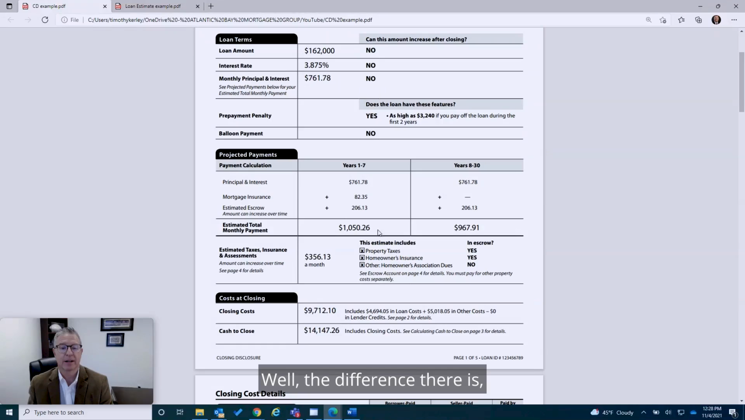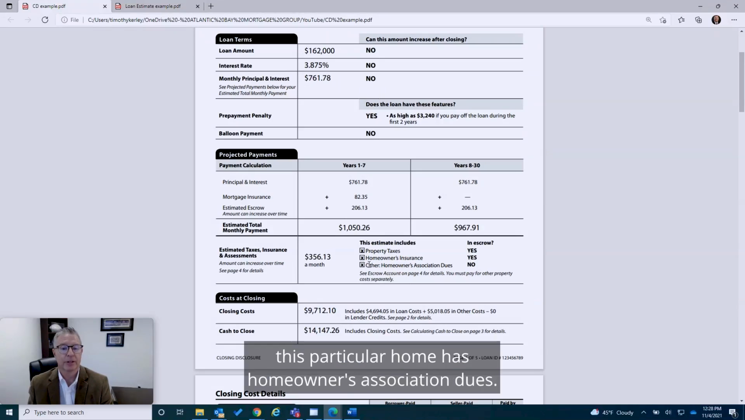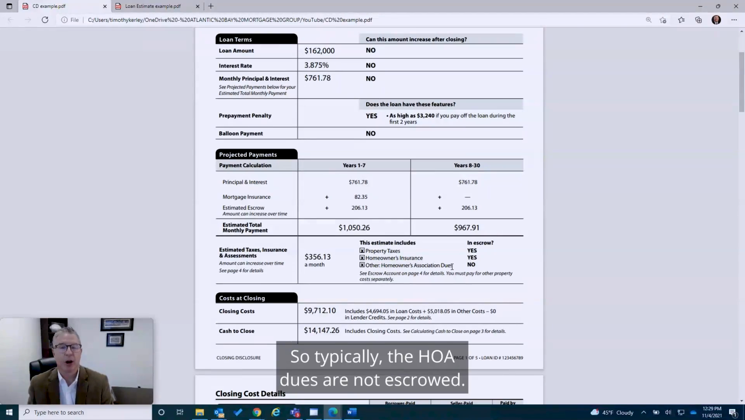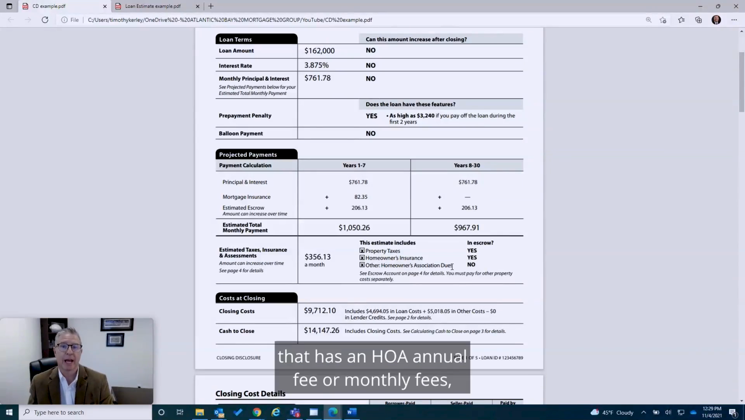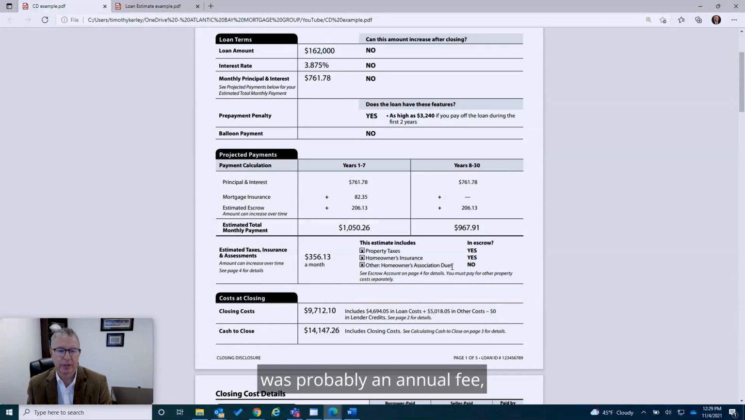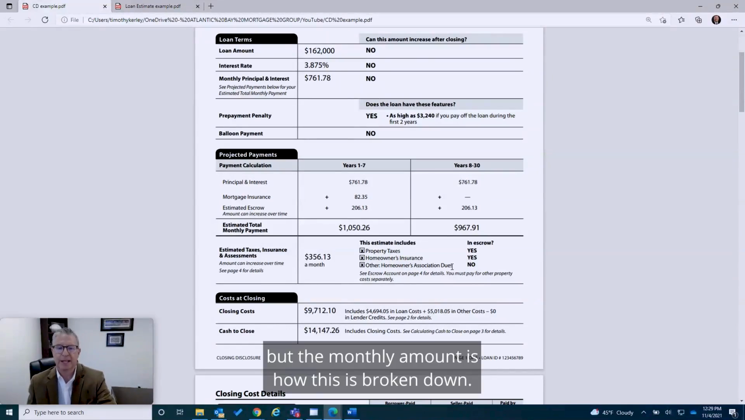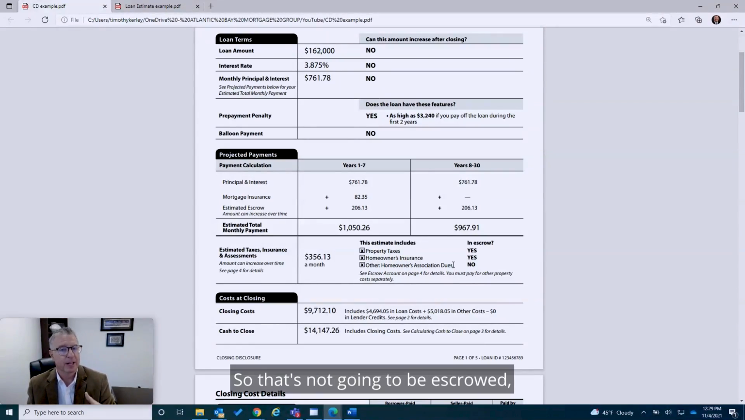Well, the difference there is, you'll notice down here, this particular home has homeowners association dues. So typically the HOA dues are not escrowed. You would be paying that separately to your homeowners association if you're in a townhome or a neighborhood that has an HOA annual fee or monthly fees. It was probably an annual fee, but the monthly amount is how this is broken down. So that's not going to be escrowed, but this is informing you, you still have that has to be paid.